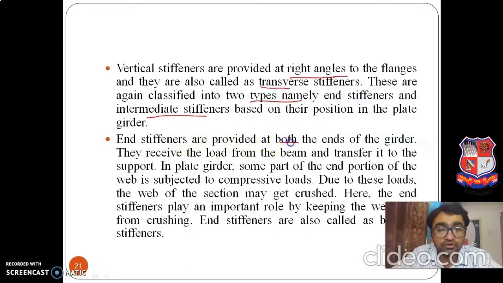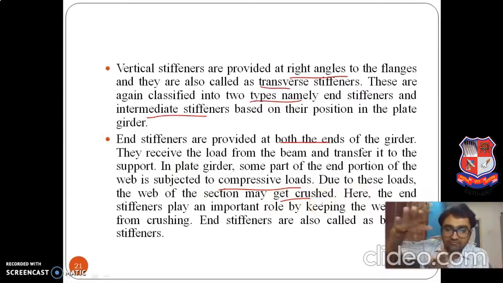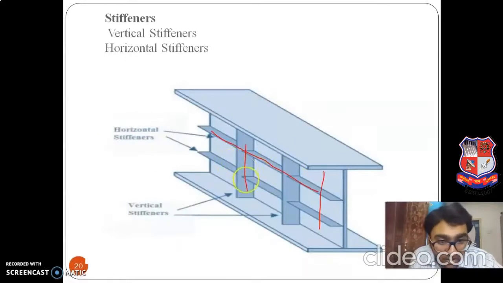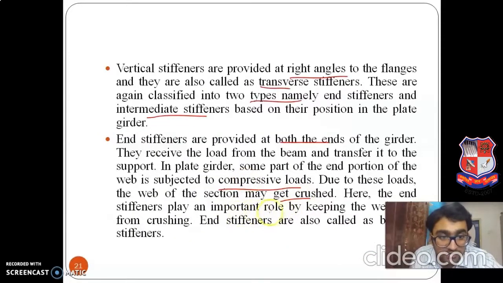End stiffeners are provided at both ends of the girder. They receive the load from the beam and transfer it to the support. In a plate girder, some part of the end portion of the web is subjected to compressive load. Due to this load, the section may get crushed. So it might happen that the web may crush. Hence, the end stiffeners play an important role by keeping the web safe from crushing. End stiffeners are known as bearing stiffeners. So end stiffeners are very important.